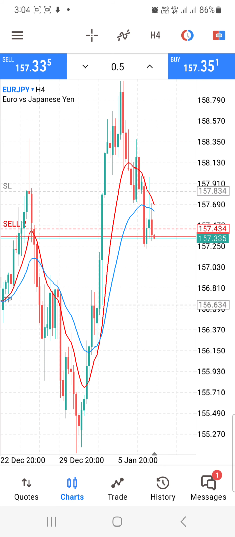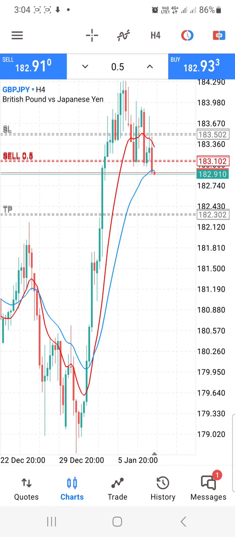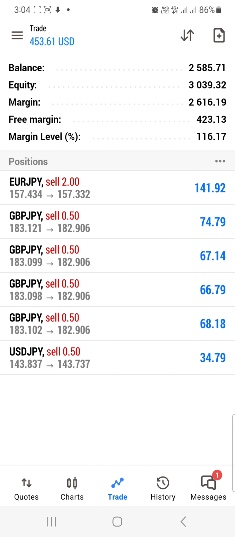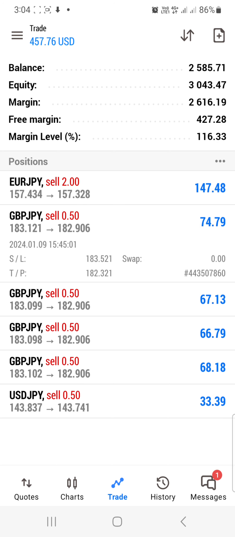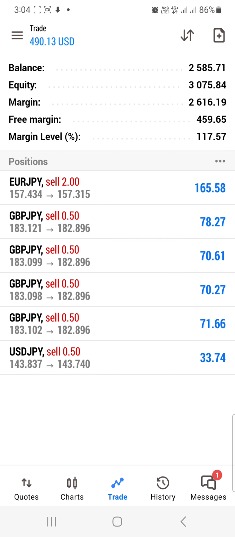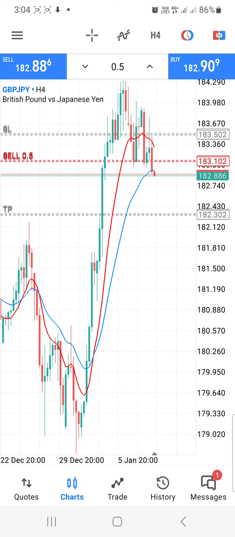Then let's check what our GBP/JPY is saying. GBP/JPY is also a downtrend. It's also bearish, it's going down. This trade is for a sell. Today being the 9th of January, you can see the trade is trading. It's looking beautiful.